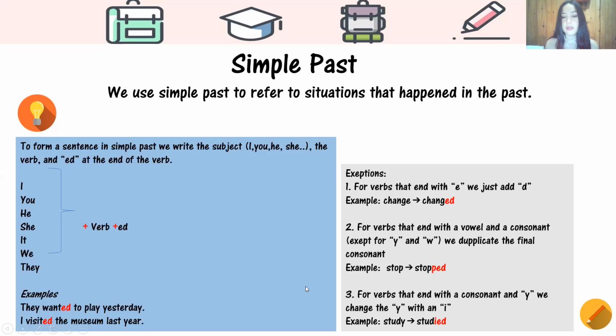And then the third exception says, for verbs that end with a consonant and Y, we change the Y with an I. So here we have study. As you can see, study ends in a consonant, in this case D, and Y. So what we do is that we change this Y for an I, for this vowel. So it is going to be studied.